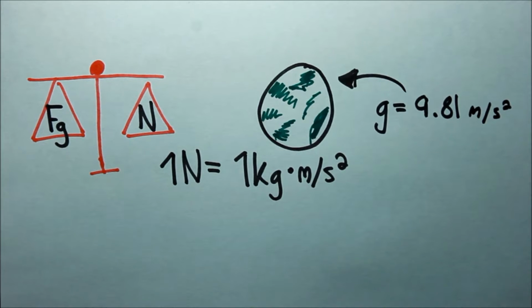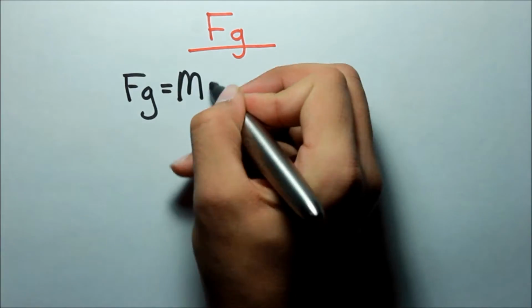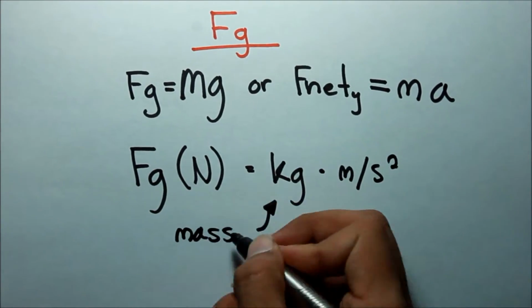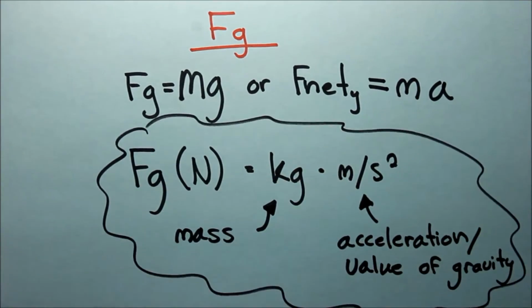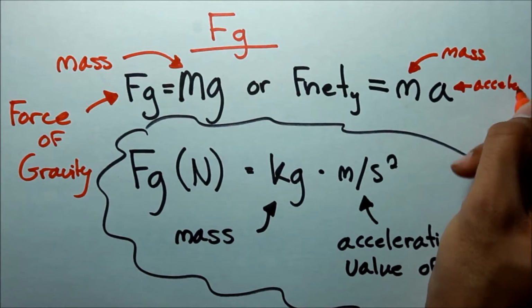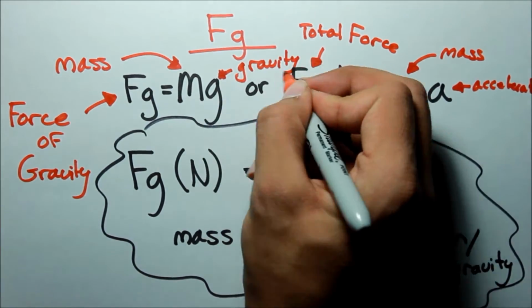The force of gravity, however, can be calculated using the equations Fg equals mg, or Fnet equals ma, where m is the mass of the object the force is being applied to in kilograms, and g or a are the numerical value of gravity itself. Together, you solve Fg in newtons.